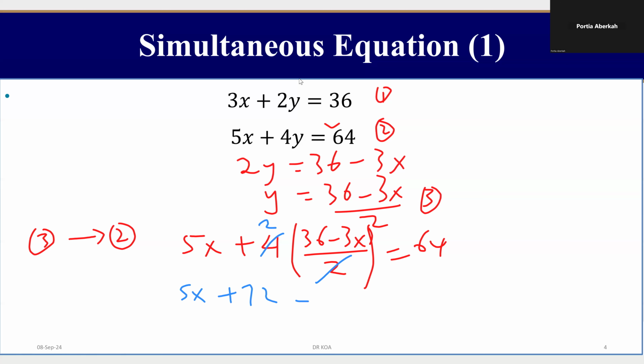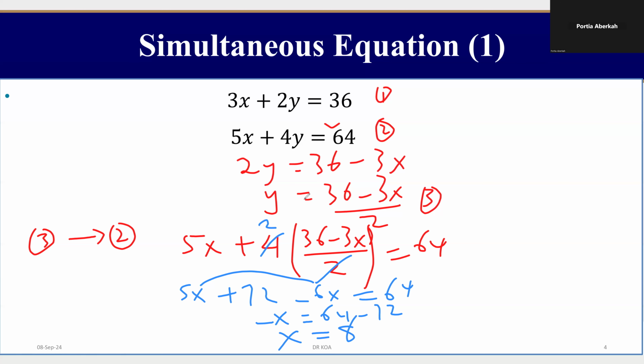Minus 2 times 3x, that is 6x. So you have 72 minus 6x equals 64. You group like terms: 5x minus 6x gives you minus x. So you go to this side: minus x equals 64 minus 72. What is 64 minus 72? x is equal to 8. So that gives you x.